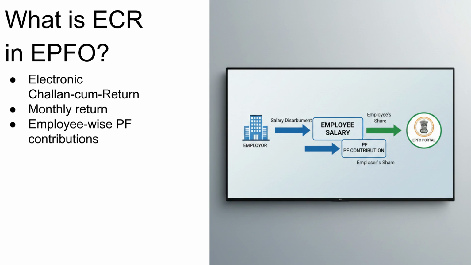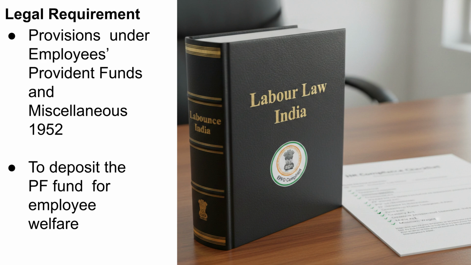ECR stands for Electronic Challan-cum-Return. It is the monthly return filed by employers containing employee-wise PF contributions. The ECR generates a Challan which is used to deposit PF contributions. Employers covered under the EPF law must deposit PF contributions and file monthly returns through the ECR system. This obligation arises under the Provident Funds Act, 1952.